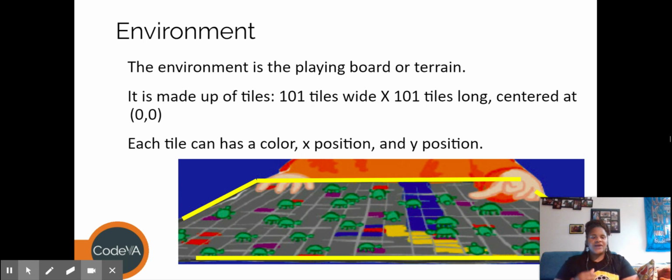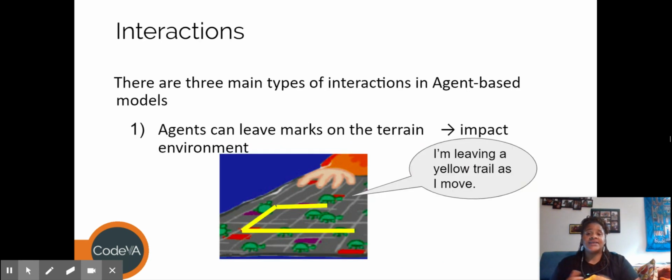Now, within the environment, our agents are interacting. There are three different ways that they can interact. They can have an impact on their environment. Maybe cars are letting out different types of fumes or too much CO2, like the Volkswagens did. And so we can measure their impact on the environment.